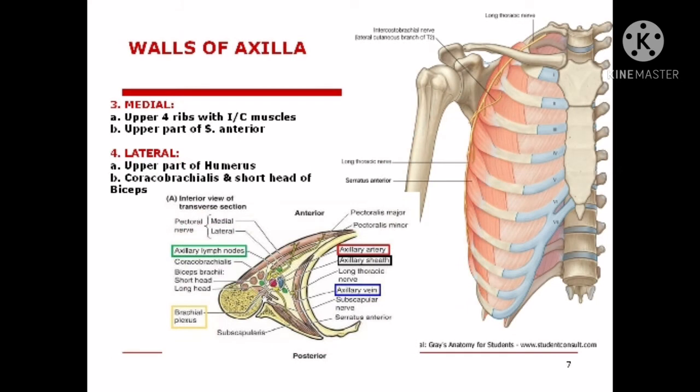The medial wall of the axilla. It is formed by the upper four ribs with the intercostal muscles, the upper part of the serratus anterior, and the long thoracic nerve which descends from above downward upon the substance of the serratus anterior muscle. The lateral wall is formed by the upper part of the humerus, the coracobrachialis, and the short head of the biceps muscle.